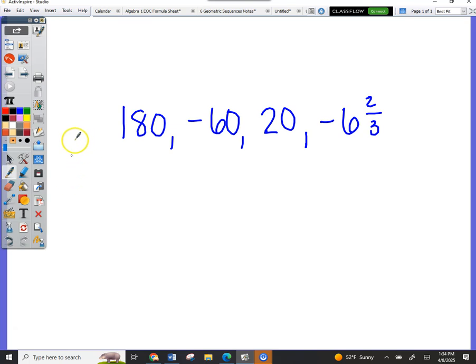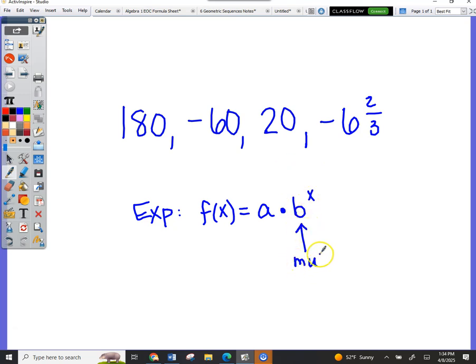So think back to exponential. Do you remember the exponential formula? Maybe? I think it looks like this. What does it say? b. Remember that? Which one was our multiplier? I heard it. b. And what did we say? If it was growth, b was what?